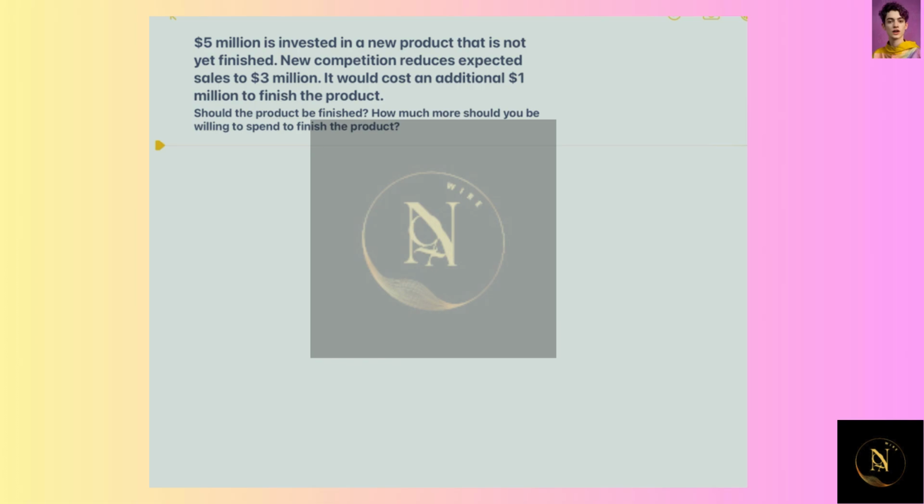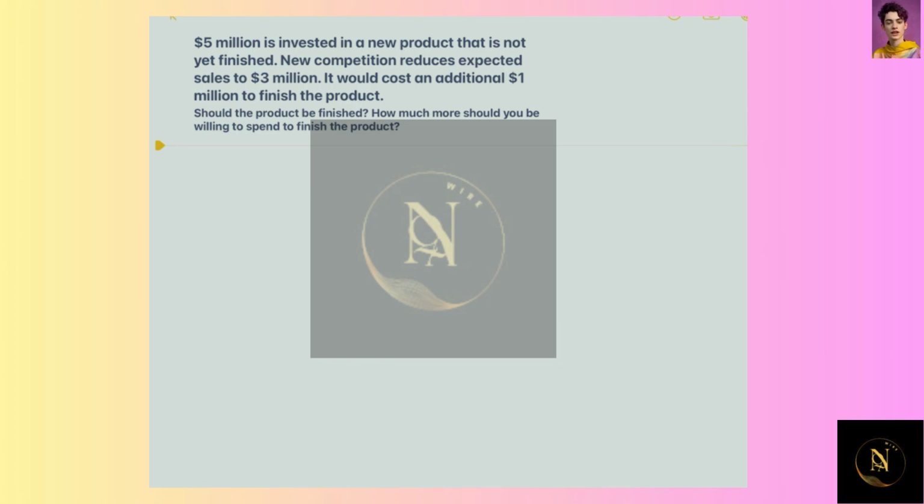Here we're using the ideas of total costs, marginal costs, and profits and marginal profits. We're given an example where $5 million has been invested in a new product that's not yet finished. It would cost us an additional $1 million to finish it, although new competition has told us that the maximum sales we could receive from this product is $3 million. So we'd like to know if the product should be finished at all.